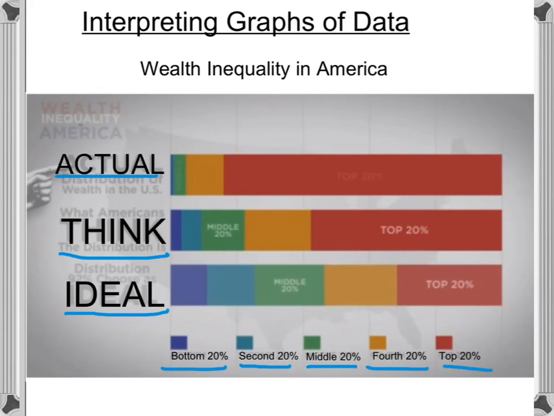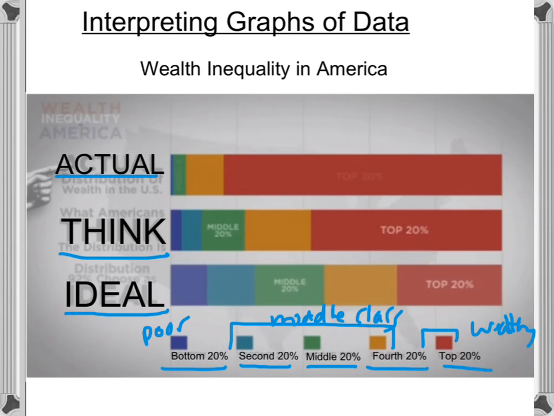Okay, so to start to interpret this graph, let's look at what we have. When we say 20%, we're talking about people who make a certain amount of money in our society. So these three, the middle 20%, would be considered the middle class. So there's a lower, a middle, and an upper middle class. And this would be the wealthy, and this would be what we would consider the poor.